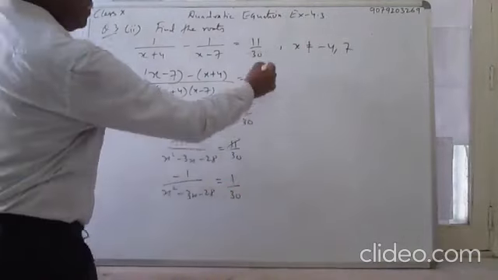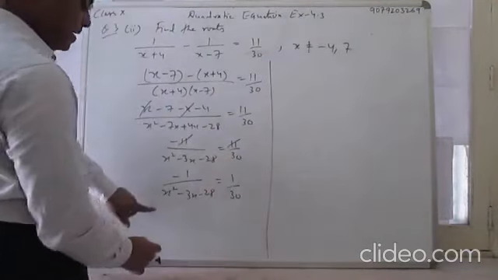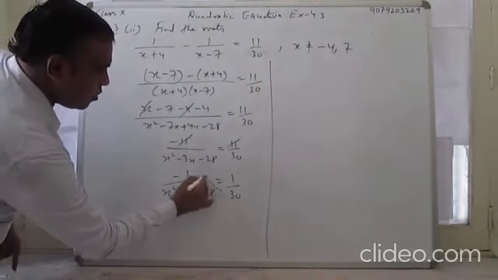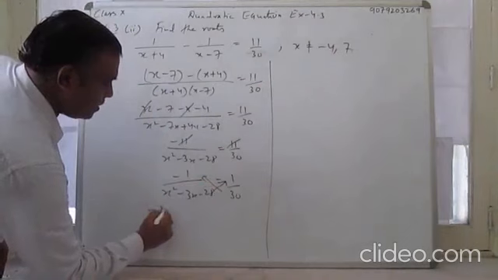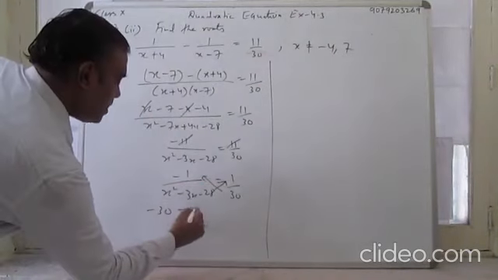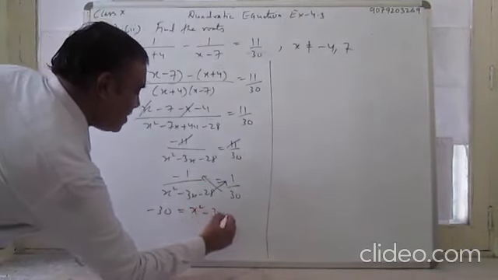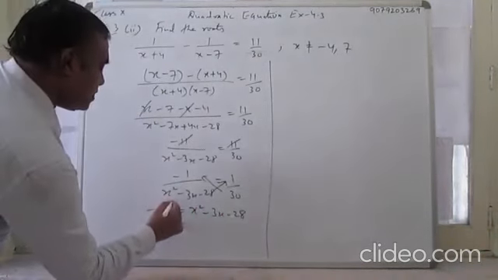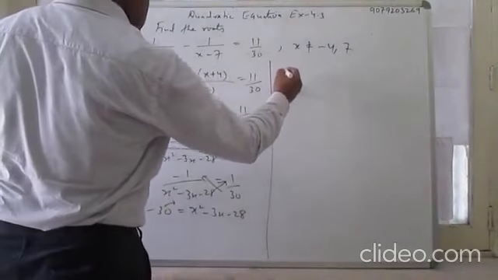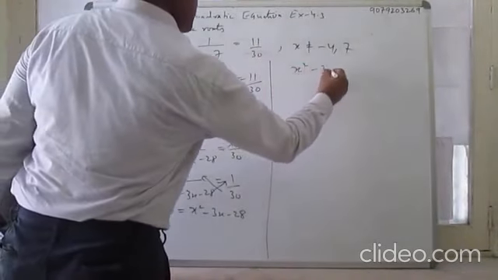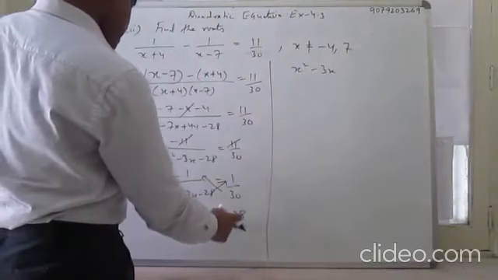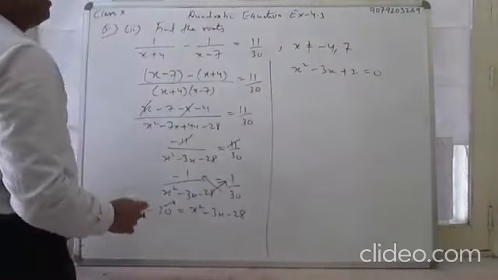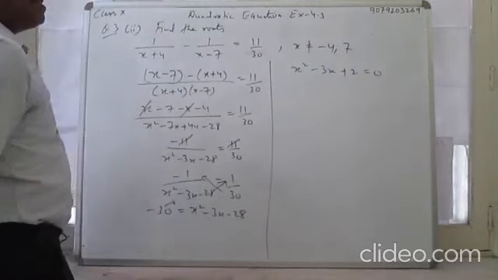Now you cross multiply it. Cross multiplying, you will get minus 30 is equal to x square minus 3x minus 28. Now transpose minus 30 to that side, and you get x square minus 3x minus 28 plus 30, which is plus 2, is equal to 0. Now you can solve it by the factorization method.